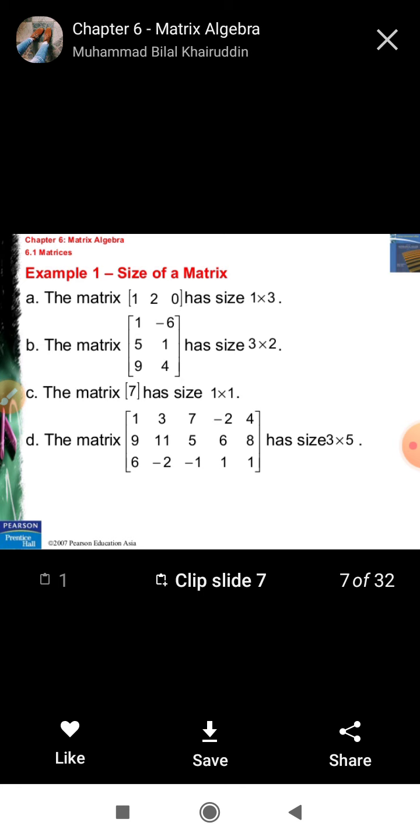Next one, the matrix with only 7. It has only one row and one column. So the order and size of this matrix is 1 by 1. In the same way, matrix D has 3 rows and 5 columns. So the size of this matrix is 3 into 5.